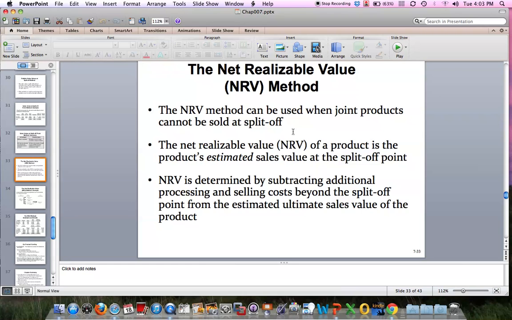Okay, so net realizable value is estimated sales value at the split off point, and that estimated sales value is determined by subtracting additional processing and selling cost beyond the split off point from the estimated ultimate sales value. So we're guessing the total sales value of the products. We're subtracting the additional processing cost plus selling cost, if that's distribution cost, commissions, whatever that is.